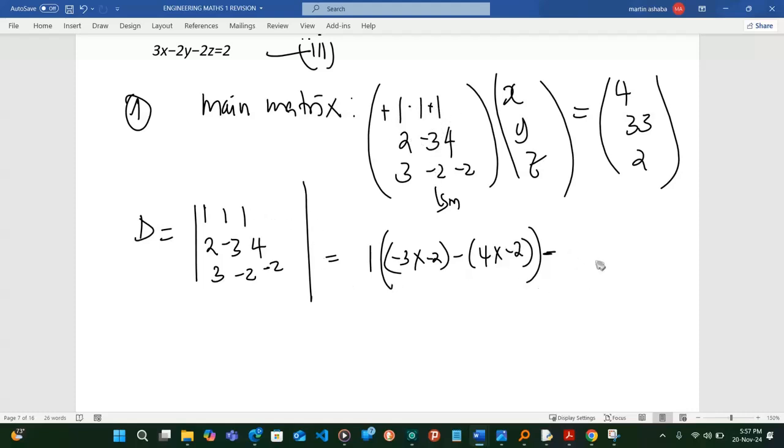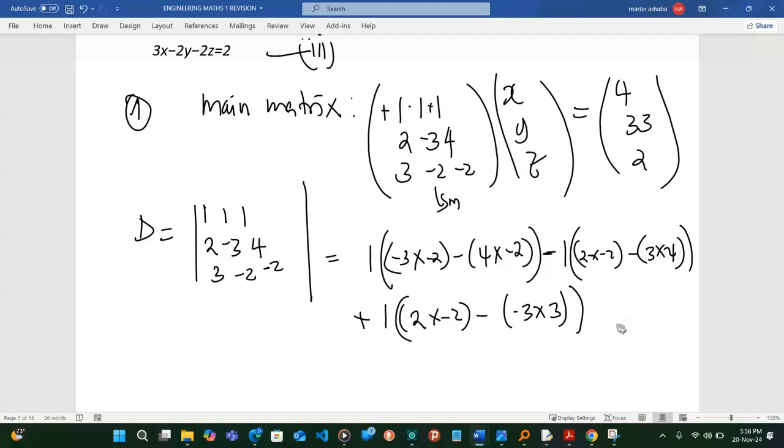So I take a -1 again into the matrix that is going to be formed when I cancel out the column that has 1 and the row that has 1. So that means I'll have 2, 4, 3, -2. So I'll have 2 times -2, then minus 3 times 4. Then plus this 1, so 1 times the determinant of which matrix, 2, -3, 3, -2. So I'll have 2 times -2, take away -3 times 3.